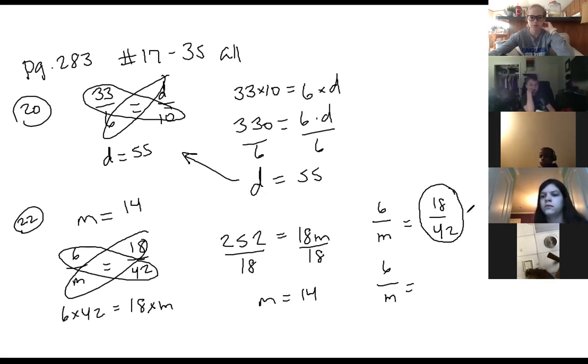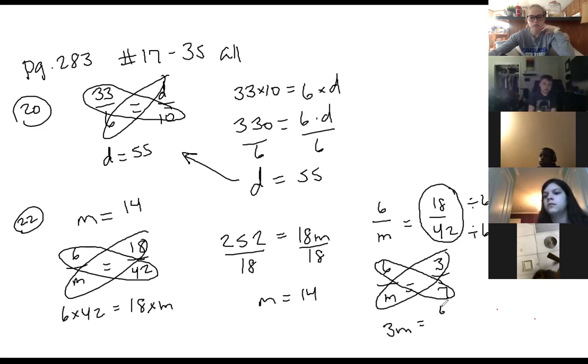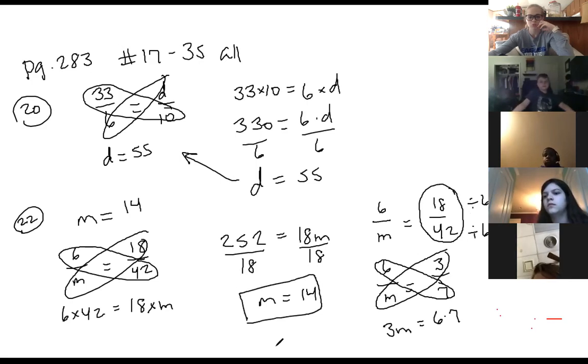Can I divide 18 out of 42? No, not 18. What about 6? Can I divide top and bottom by 6? 18 divided by 6 is 3. 42 divided by 6 is 7. That would be the greatest common factor, 6. And then we cross multiply. That's 3M is equal to 6 times 7, which is 42. 42 divided by 3 is 14.